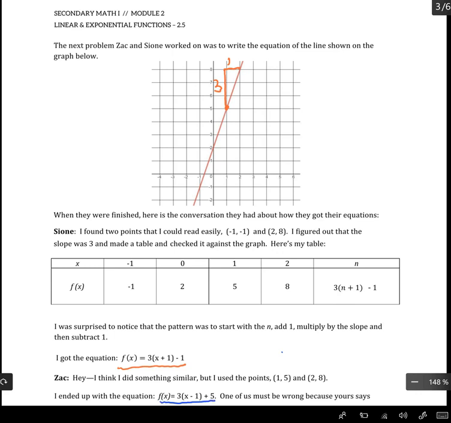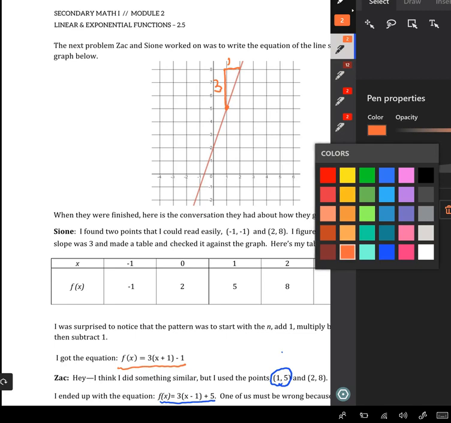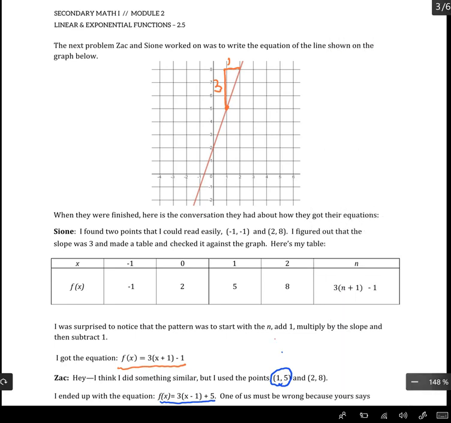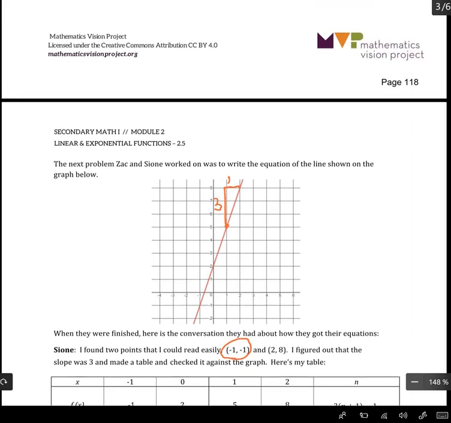And they both have a 3 in their equation. So what Zach says is, okay, well, I was basing mine off of the slope and this point, (1, 5), where Sion was basing hers off of the slope and this point, (-1, -1). And so it turns out they're both correct. They both have valid representations of this line that's graphed.